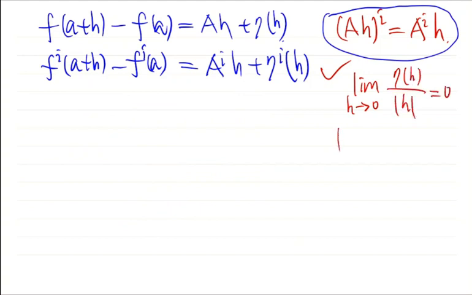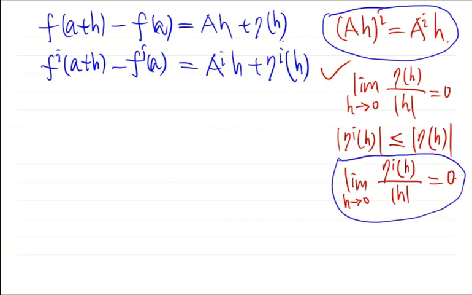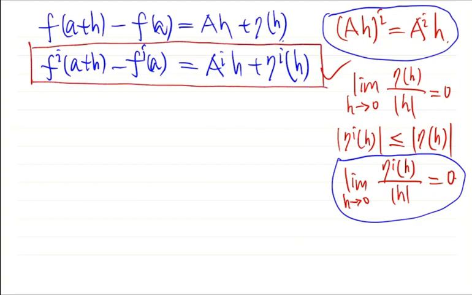And also we know that eta_i is the ith component of eta. Therefore, eta_i(h) is a real number. eta_i is a real valued function. Its absolute value is not greater than the norm of eta(h). So we conclude that as h goes to 0, eta_i(h) divided by the norm of h is also 0. So from this limit and this equality, remember our definition of differentiability of a real valued function.